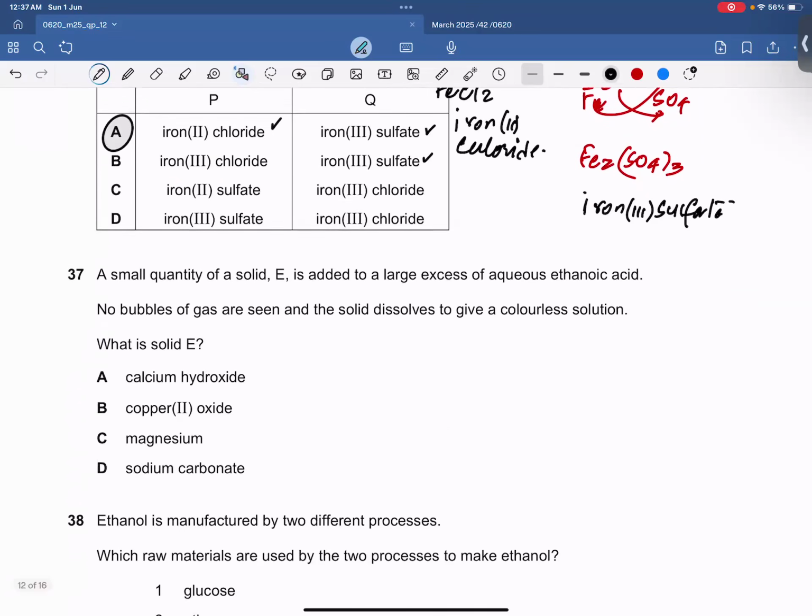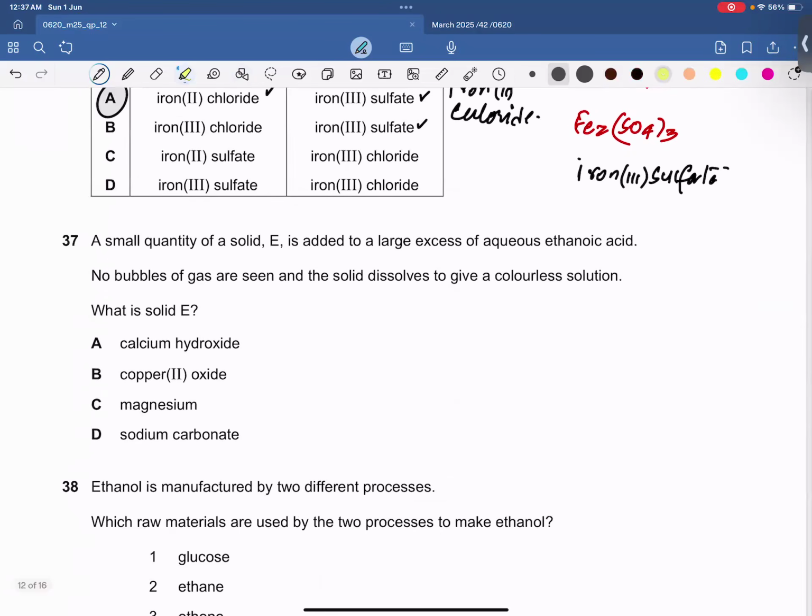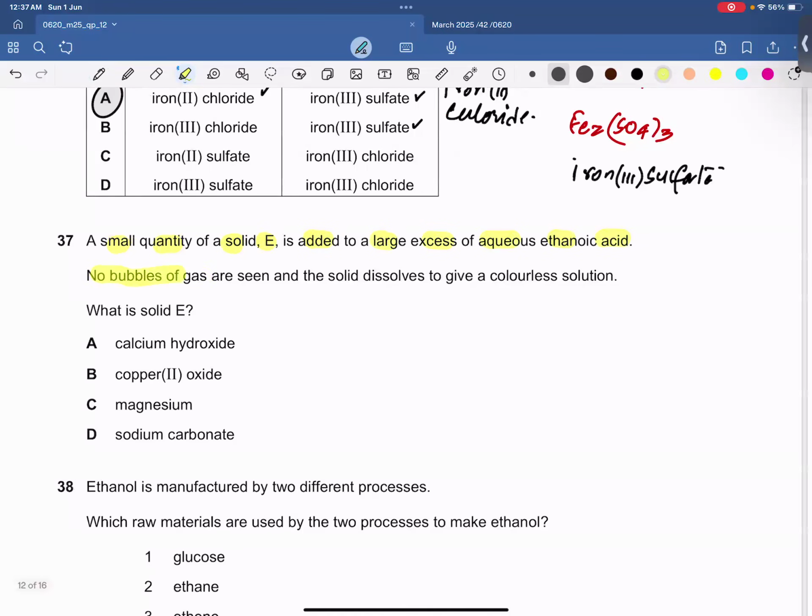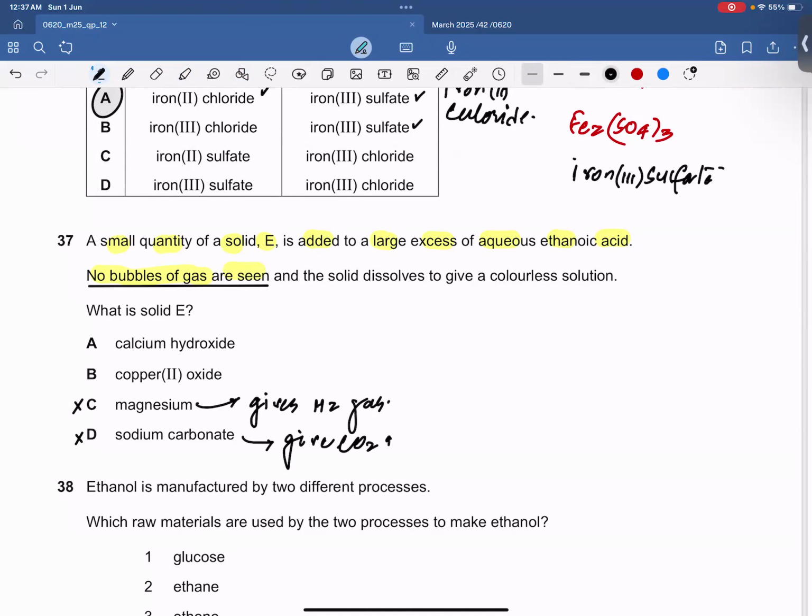37. A small quantity of solid E is added to a large excess of aqueous ethanoic acid. No bubbles of gas are seen. If no bubbles of gas are seen, then it means this option and this option both are incorrect, because when magnesium is treated with ethanoic acid it gives hydrogen gas. If sodium carbonate is treated with ethanoic acid, it gives carbon dioxide gas. Since the examiner has given instructions clearly that no gas is given off, it cannot be magnesium or sodium carbonate, because both of them give gases, right?